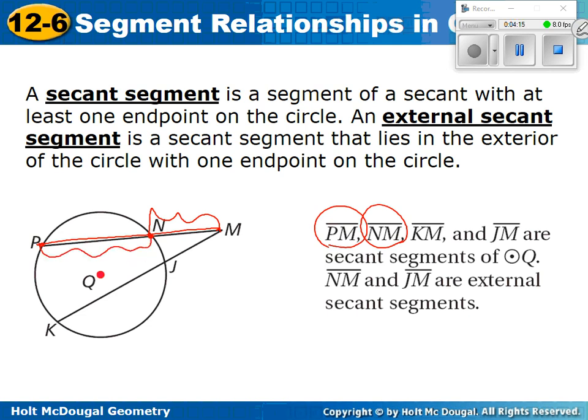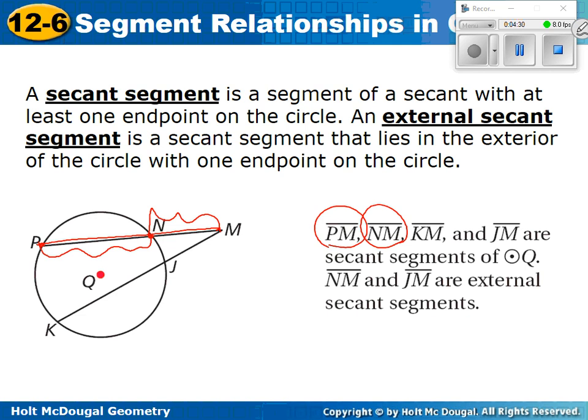PN is part of the secant, but we don't call it a secant segment. What do we call PN? A chord, okay? So there is a part that's going to be just a chord, but if it goes on past that, then those other parts are secant segments.